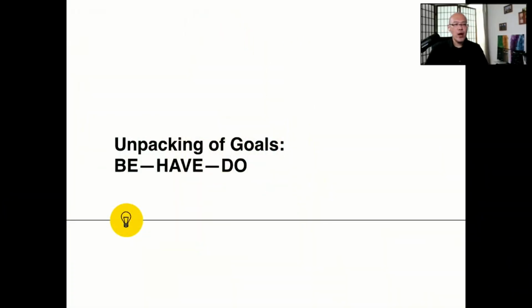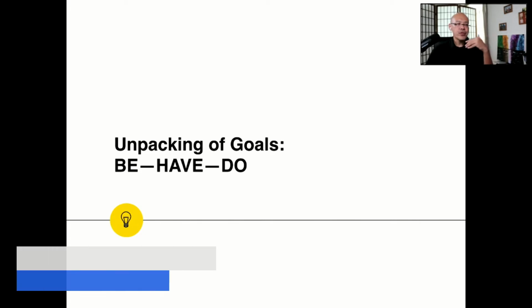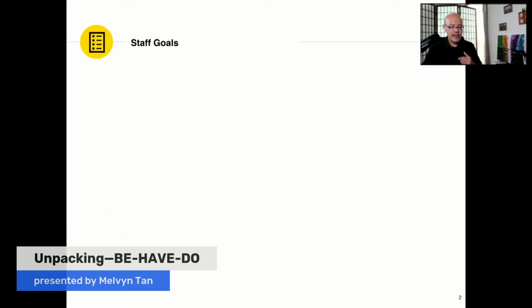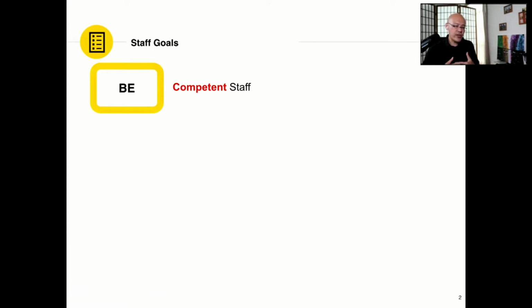So in this video, what we really want to do is look at the process of unpacking a staff goal. And just bear in mind that this same process can be used for student goals as well. So the way to think about unpacking your goals is to think of it in terms of a be-have-do framework. As I mentioned earlier on, when you start writing the goal, you want to start off with the B goal. And so this is where you say, well, I want my staff to be blank.